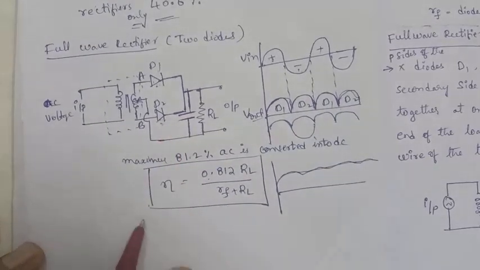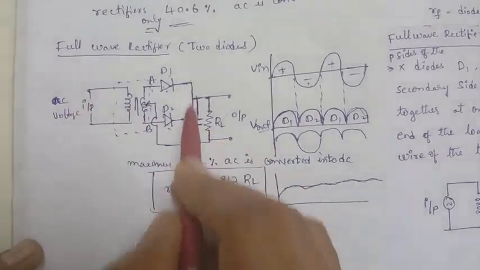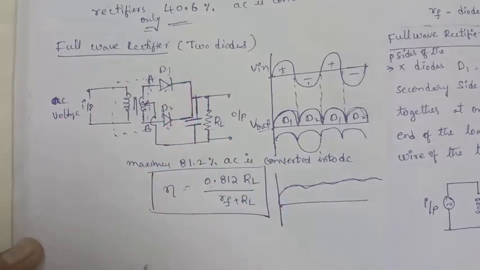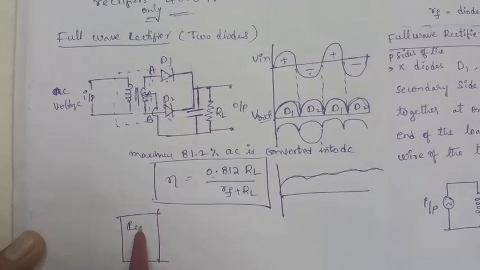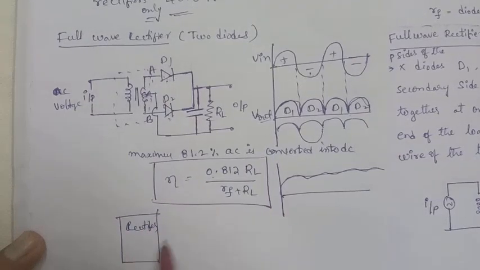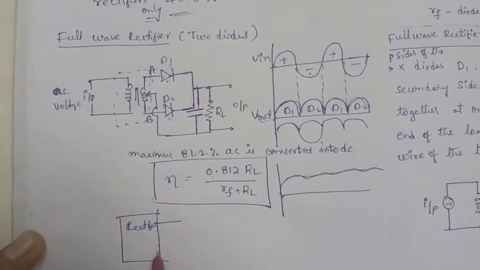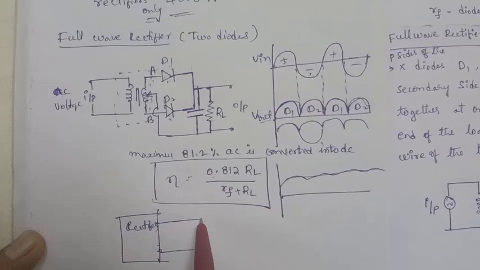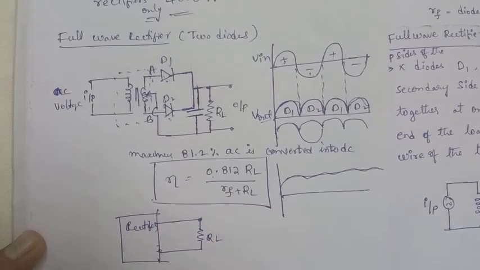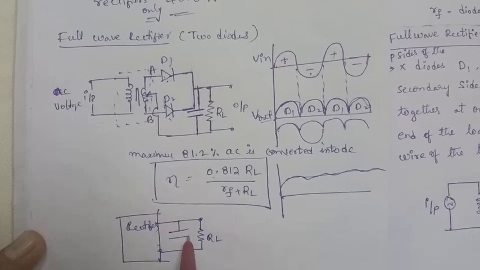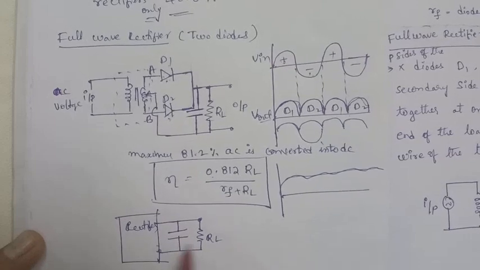So in the simple manner, this complete diagram is nothing but the rectifier. So here it is the rectifier. The rectifier output is connected before a load resistor, but before this load resistor we will take one capacitor. You have to connect it in parallel.